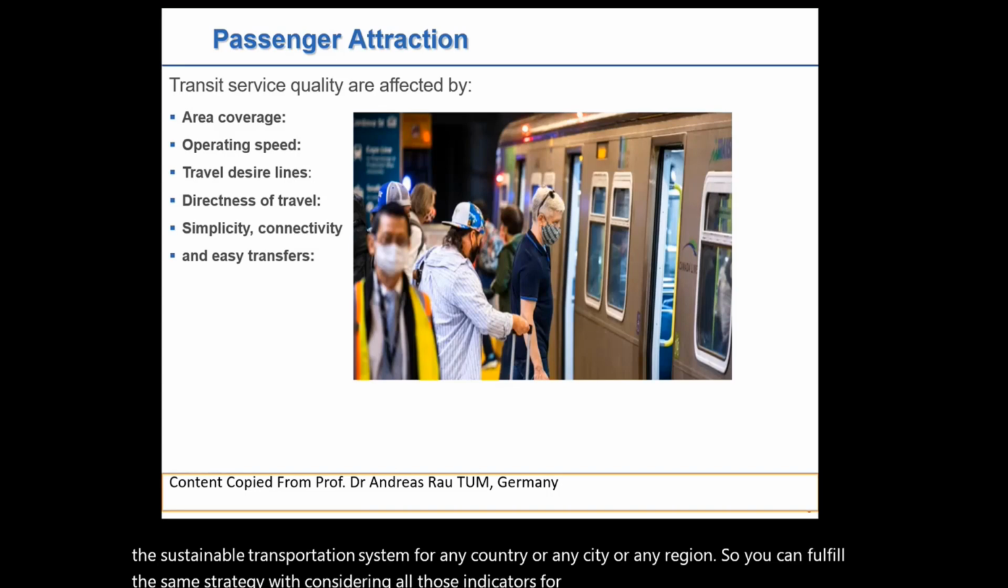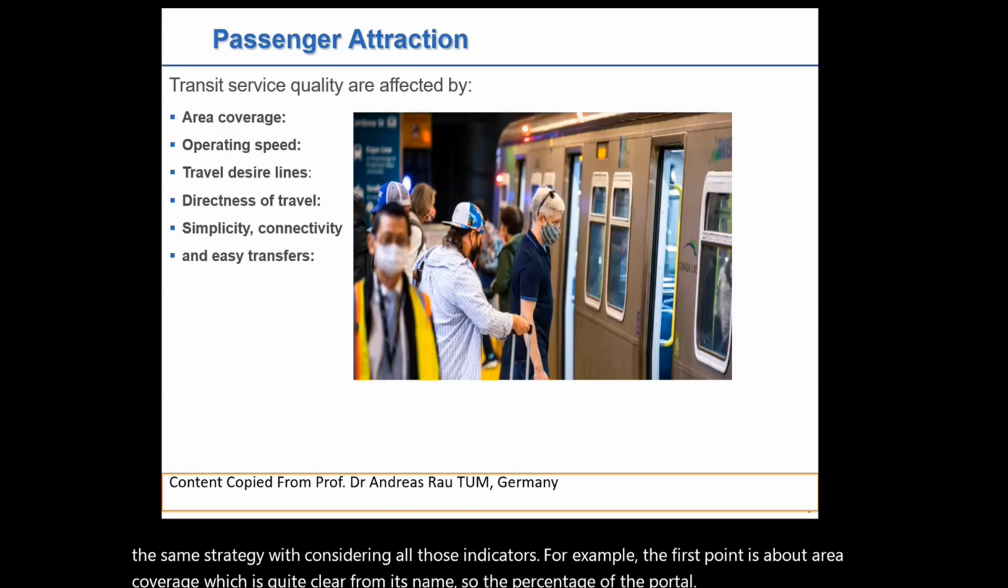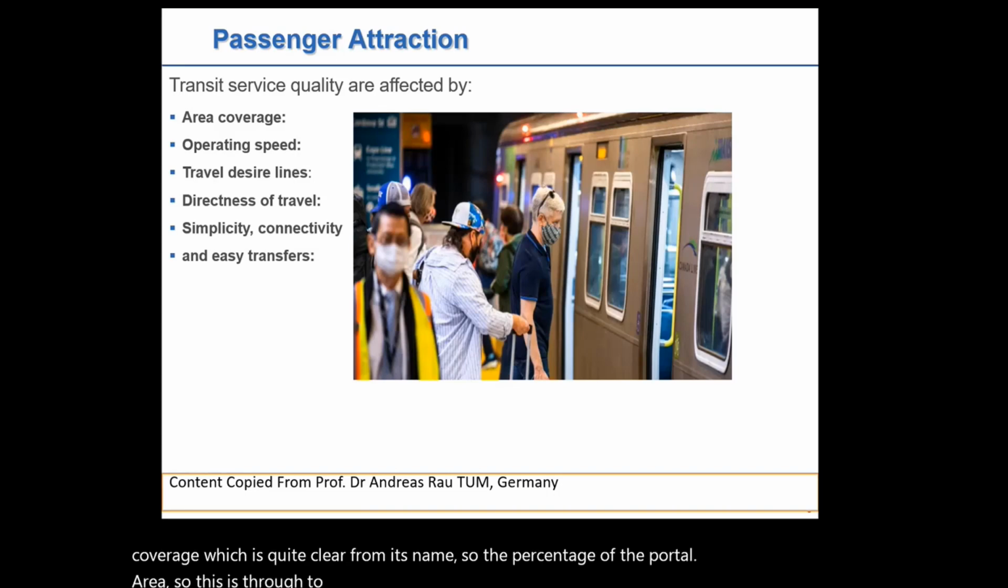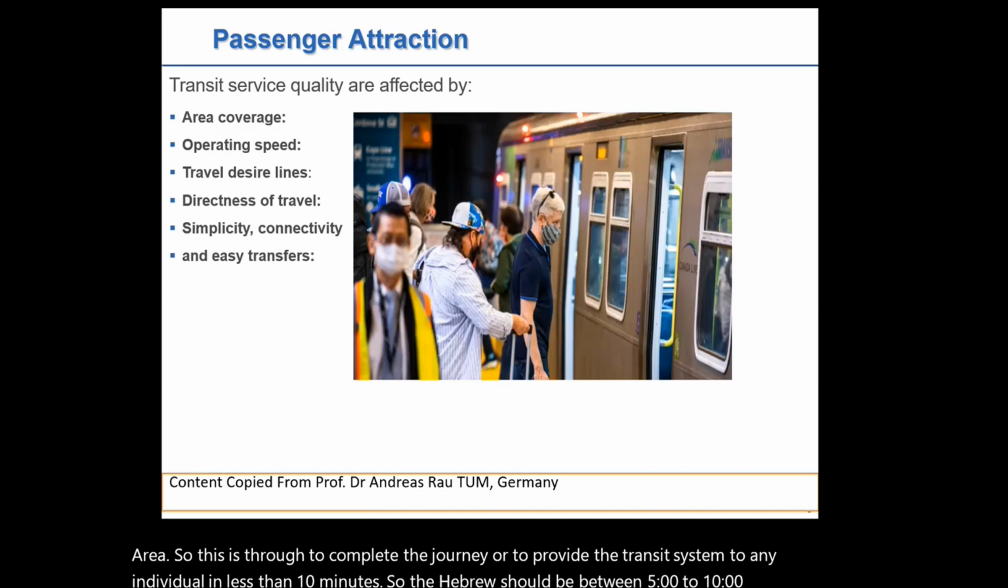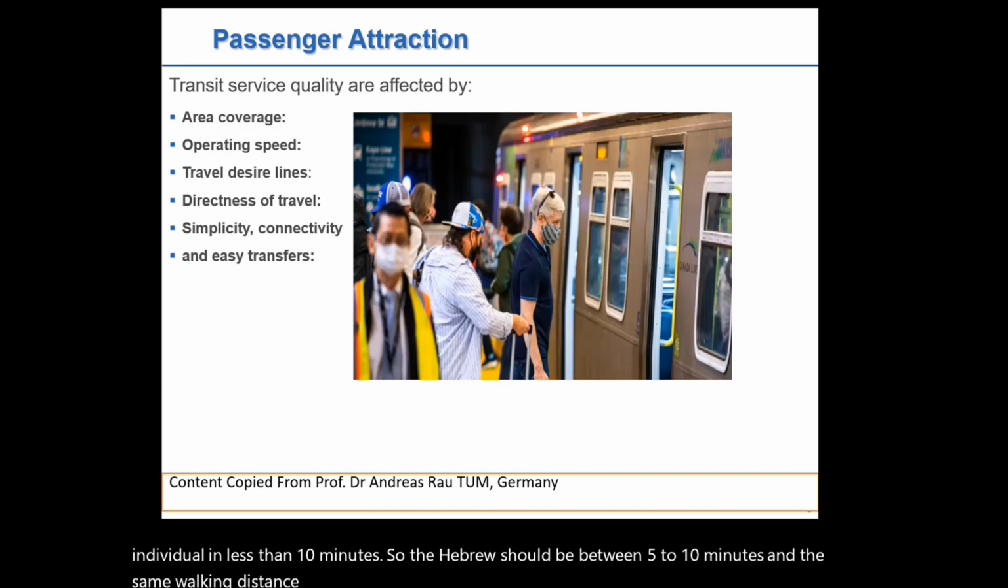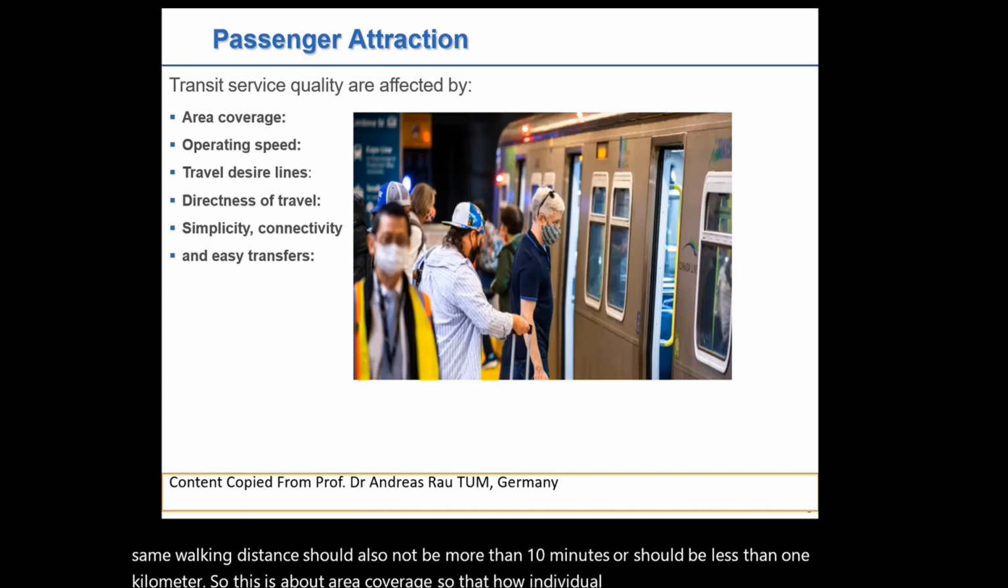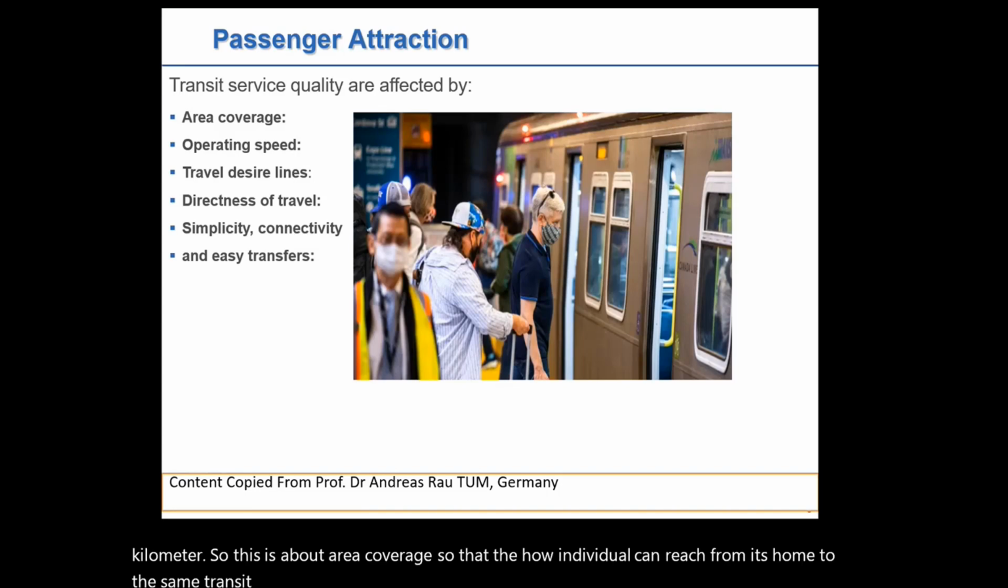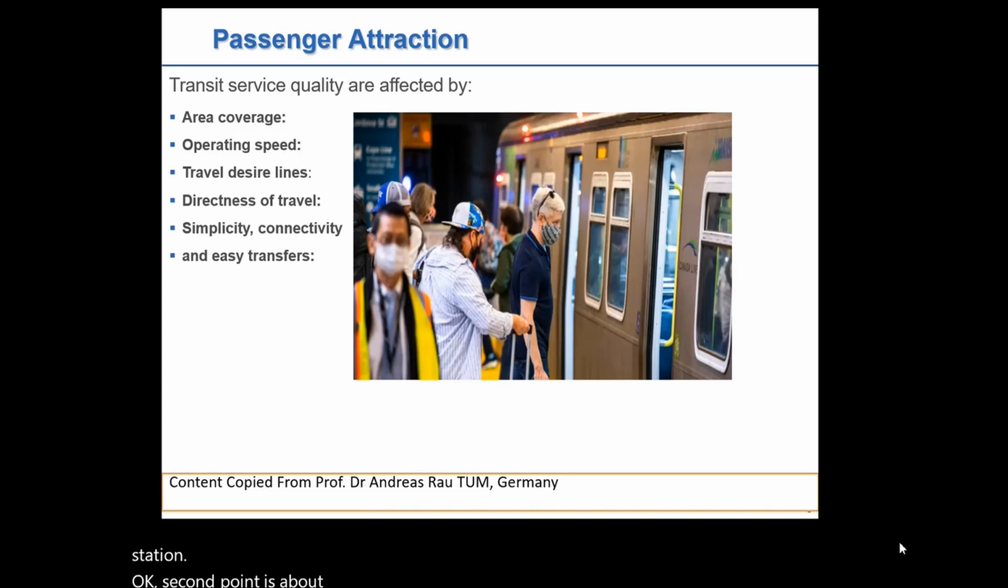The first point is about area coverage, which is quite clear from its name. It is the percentage of the total urban area where the transit system can be provided to any individual in less than 10 minutes. The headway should be between 5 to 10 minutes, and the walking distance should not be more than 10 minutes, or should be less than 1 kilometer. So this is about how an individual can reach the transit station from home.